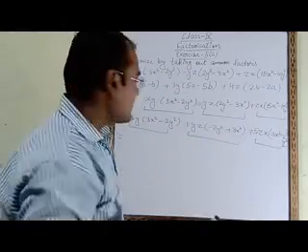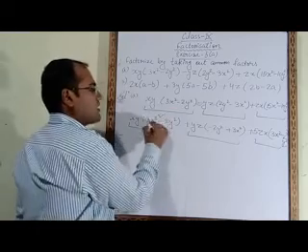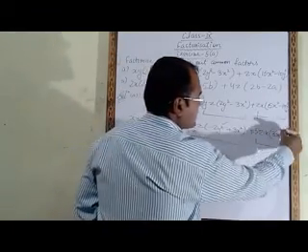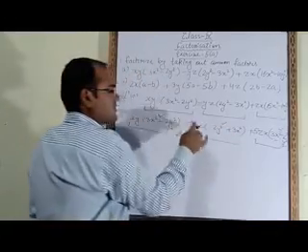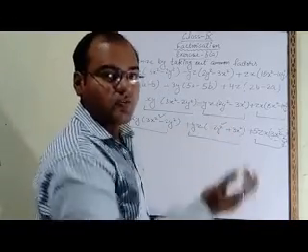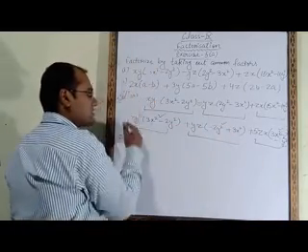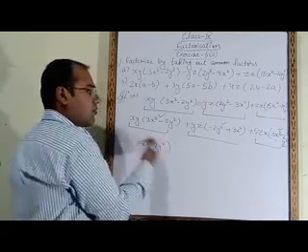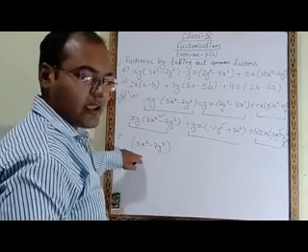we will take common. Which term we will take common? 3x square minus 2y square. This term is coming in all the three terms, so we will take common. So when we take this 3x square minus 2y square common, you have to write it in a bracket.